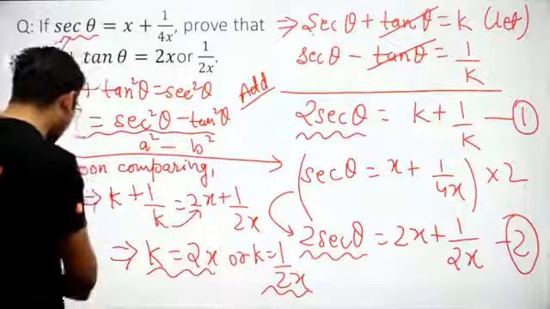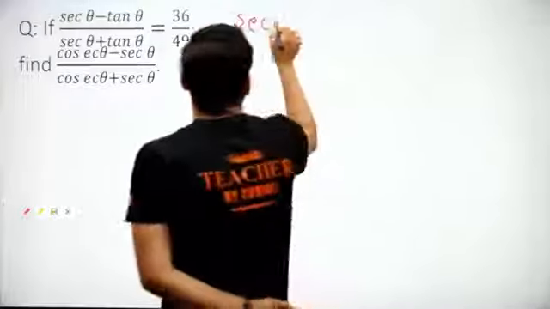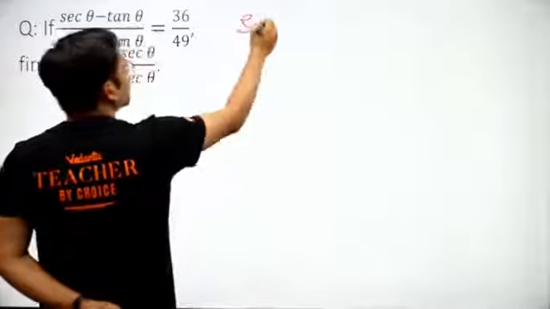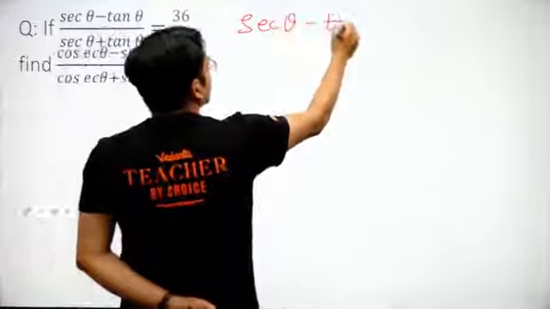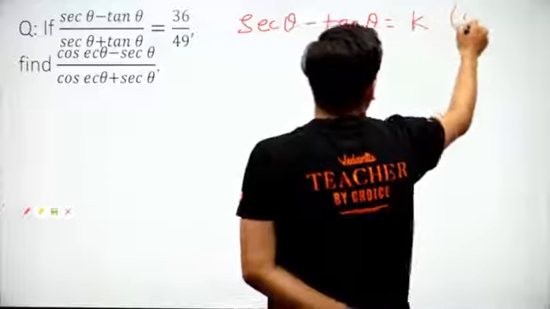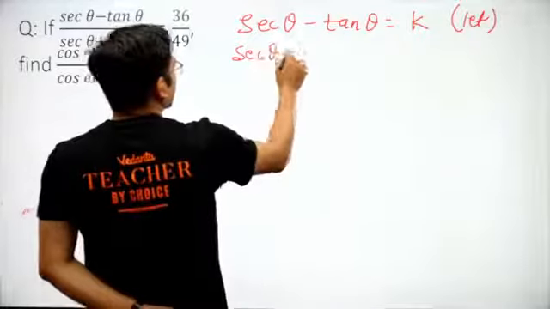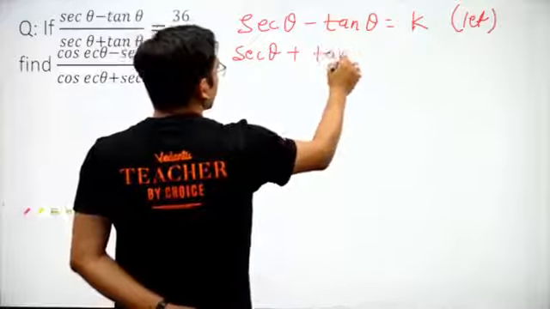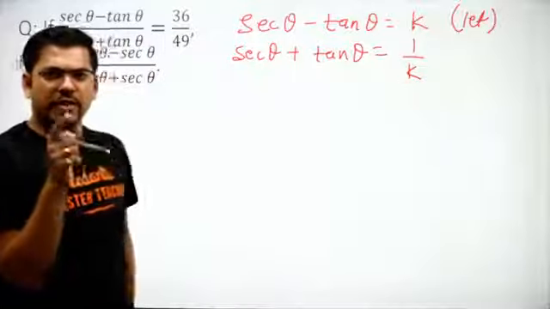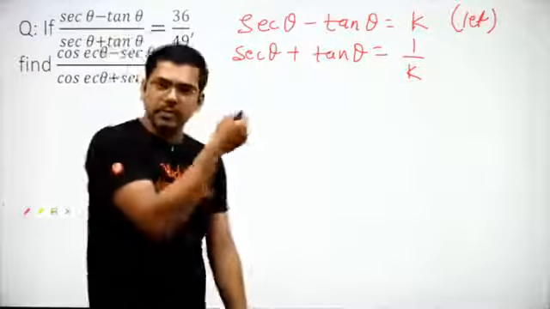Now moving on to our next question. Just now I have told you, sec theta minus tan theta is equal to, if I suppose it k, then sec theta plus tan theta would be 1 by k. Just now in the previous question I told you that if sec theta minus tan theta would be k, then sec theta plus tan theta would be 1 by k.